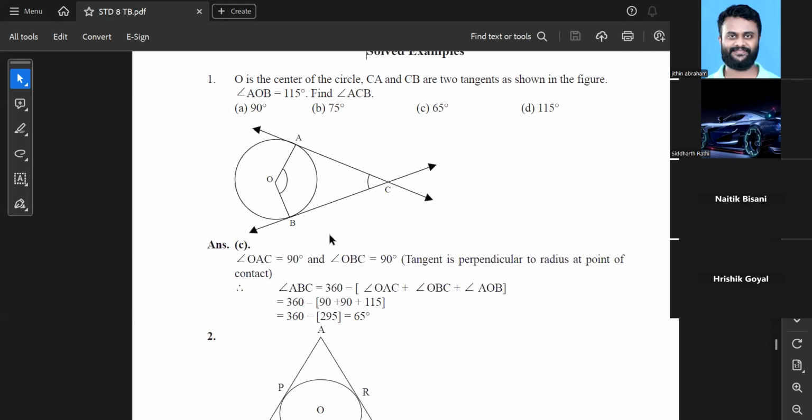Let us solve a couple of solved examples and then exercises as well. So the first one, O is the center of the circle. CA and CB are the two tangents. Angle AOB is 115. Find angle ACB. What do you think? What logic will support us? What is the data which they have not given, but it is understood?